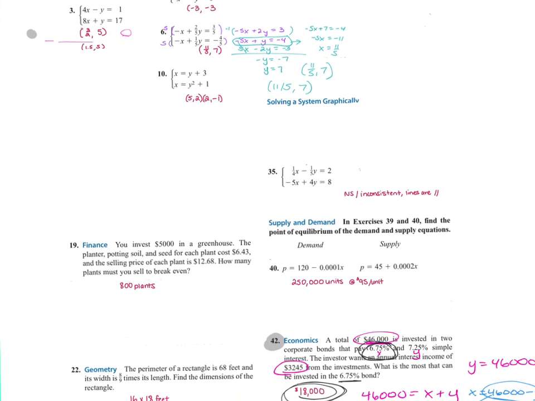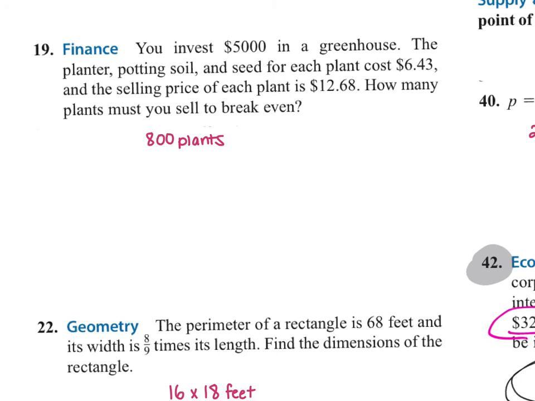Any other questions on, you invest $5,000 in a greenhouse. The planter, potting soil, and seed for each plant costs $6.43, and the selling price of each plant is $12.68. How many plants must you sell to break even? So this is my break even one, right? And this is a great question because on your test, I did not give you the cost and the revenue equations. So you have to come up with your own, just like this one.